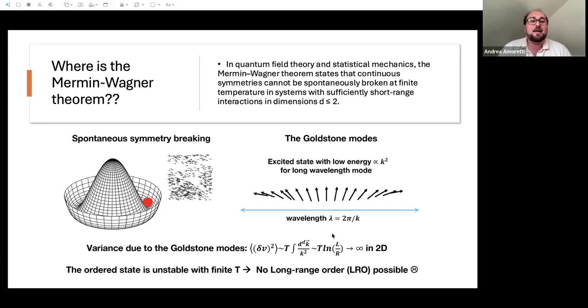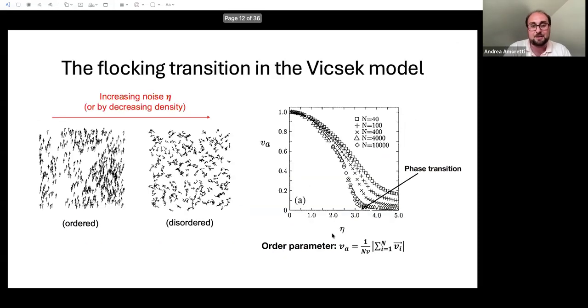So basically, this is a very basic theorem in statistical mechanics, and people started to think about what assumption was broken in the Vicsek model that makes it possible for this spontaneous breaking of symmetry to happen.